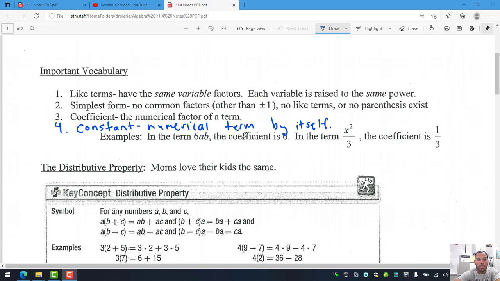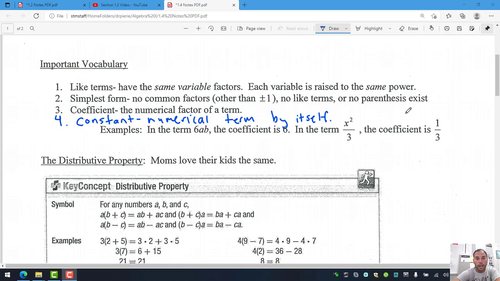Okay, when I want something in simplest form, that means a bunch of different things, but that means number one, that there's no common factors, no like terms, and no parentheses exist. It's in that squeezed together version as much as possible. Okay, a lot of you guys are going to have issues with this. You might think it's a little bit difficult at first, but there is a learning curve, and you guys will get it eventually on what it means to put something in the simplest form possible.